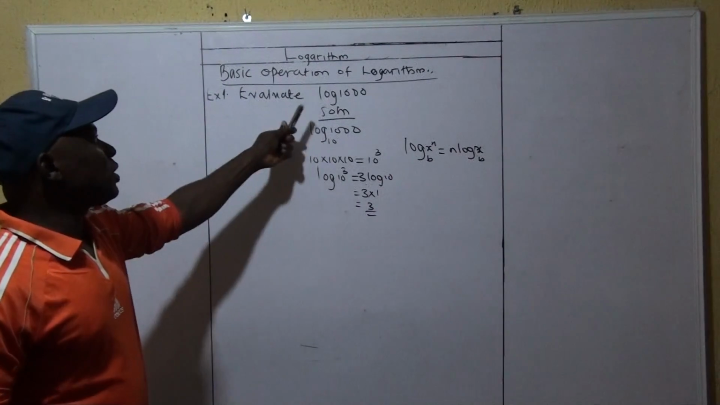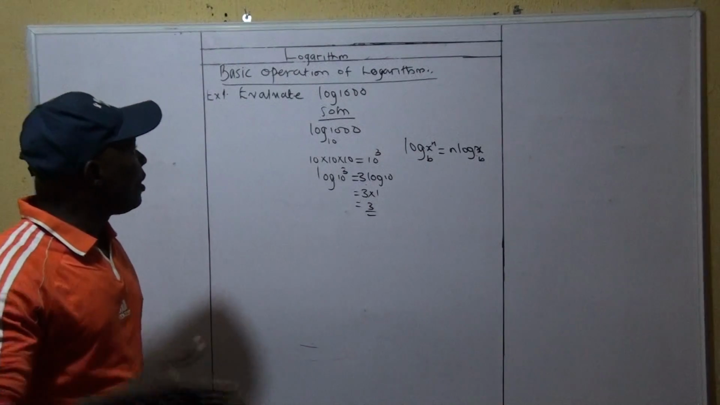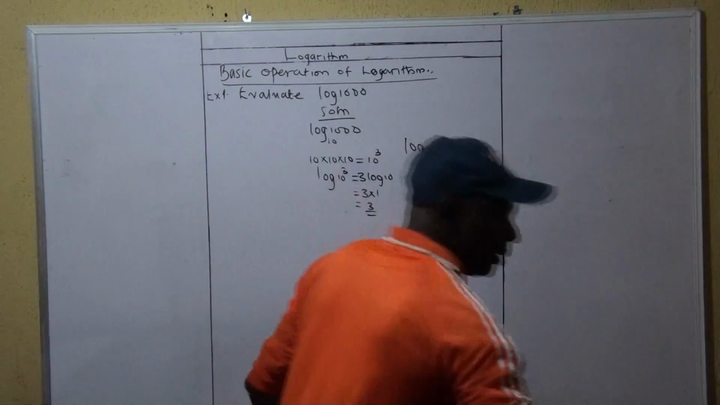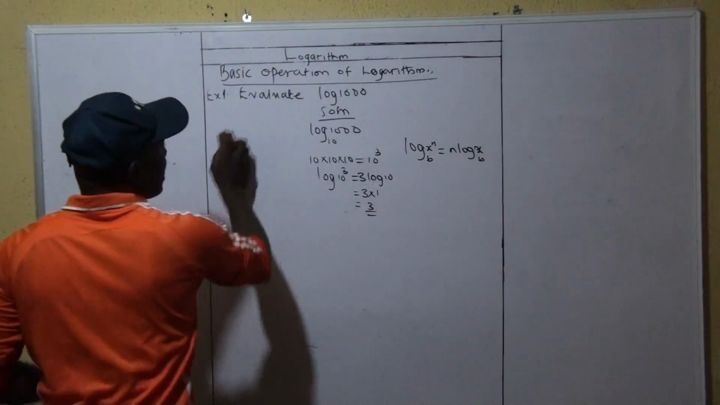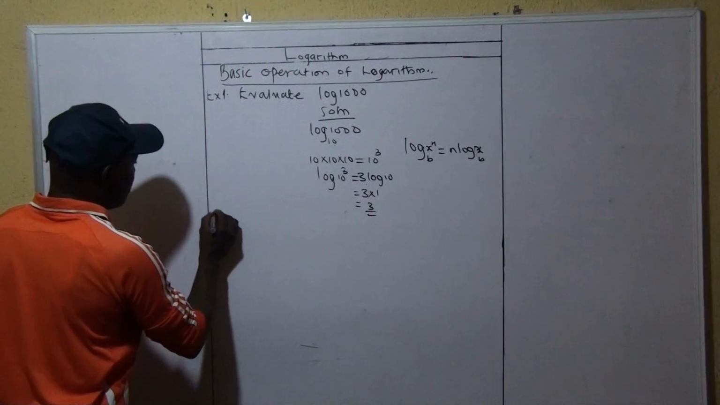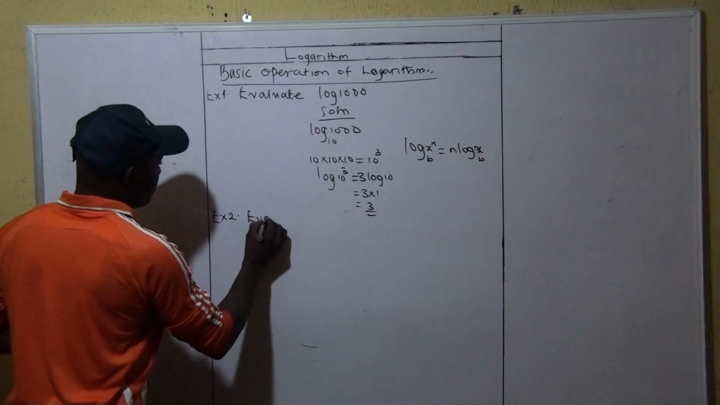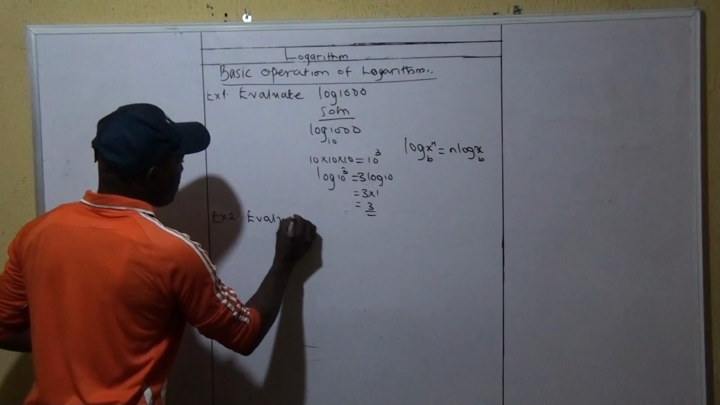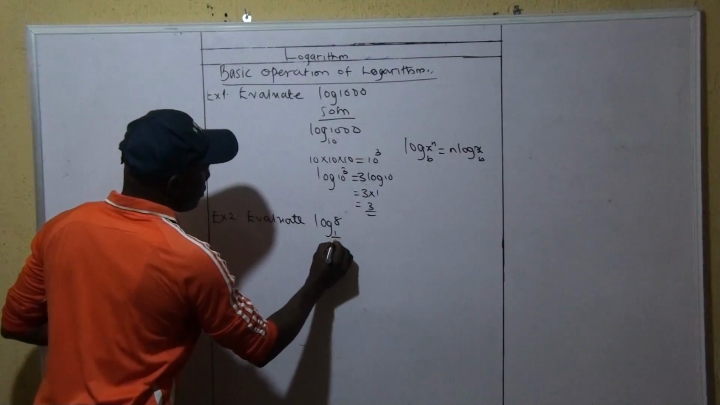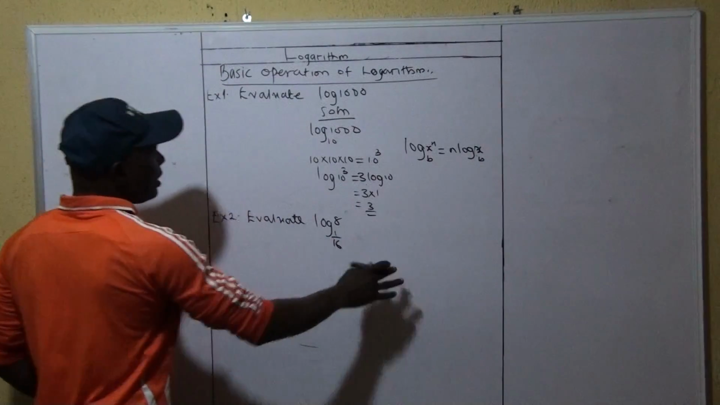So I have just given this example based on the definition to show how the laws operate. We're going to move fast. Okay, that's the first one here. Then let's look at another example. Example 2. Evaluate log 8 to base 1/16. So we should evaluate this.